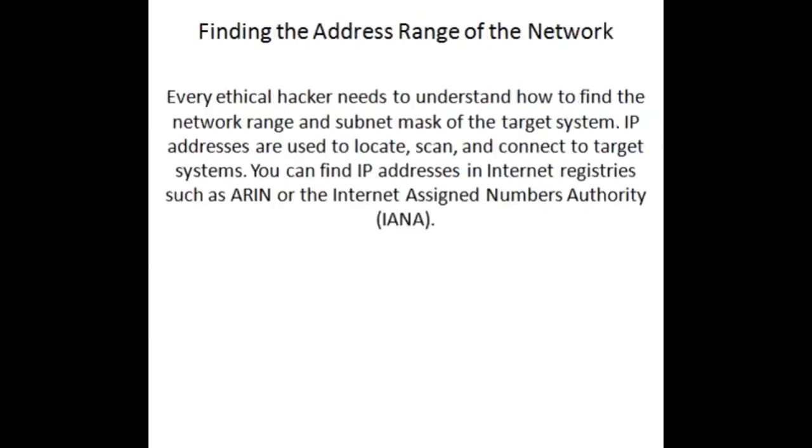Finding the address range of the network. Every ethical hacker needs to understand how to find the network range and subnet masks of the target systems. IP addresses are used to locate, scan, and connect to target systems. You can find IP addresses in internet registries such as ARIN or the Internet Assigned Numbers Authority. An ethical hacker may also need to find the geographical location of the target system or network.